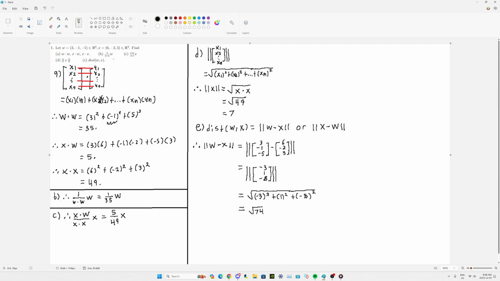The next piece is w over w dot w. Right, so we already have w dot w from part A. We also have w up here originally, right? So we can just write out the coefficient. This piece will always go to a scalar, and this will just be our vector.